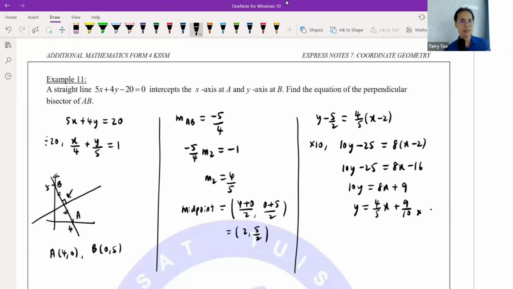Now, you can leave in any form. Like I say, sometimes in exam, they may ask you to give in general form, right? Sometimes they may ask you to leave it in gradient form, right? If they don't mention, you can actually stop here or here as well, or any other form.